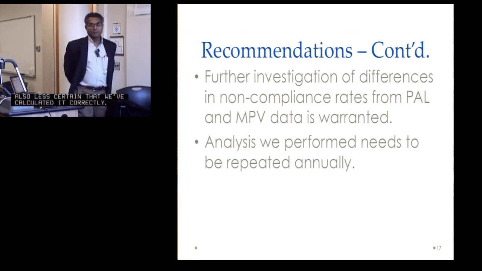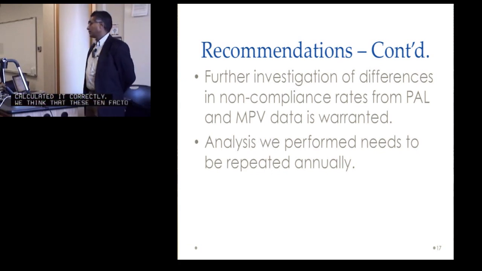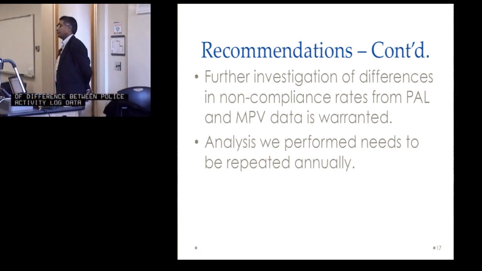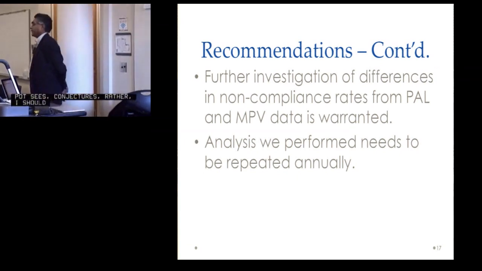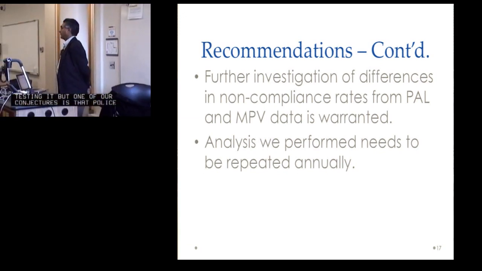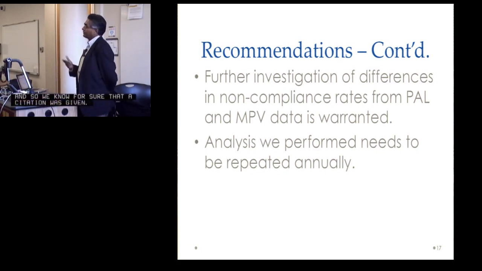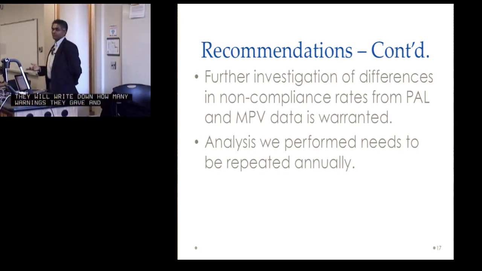We think that this 10-factor of difference between police activity log data and MPV data is in fact very strange. And we have a bunch of hypotheses, conjectures rather I should say. We didn't check anything, or we had no means of testing it. But one of our conjectures is that police officers don't always record all of the warnings that they give. If they give a citation, there is actually a physical record. There's a paper ticket that we have. And so we know for sure that a citation was given. But warnings, the policemen or women at the end of the day, they will write down how many warnings they gave. And they could have given more or less, we don't know.